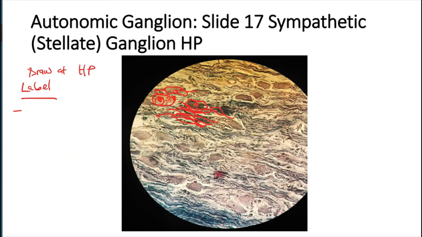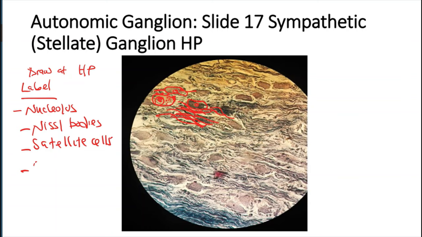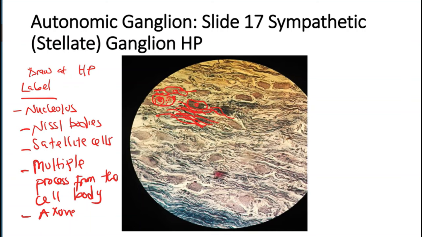So you label the nucleolus. You label the Nissl bodies. You label the satellite cells. The multiple processes that are coming from the cell body. So the multiple processes from the cell body. Cell body. And then you also draw the axonal processes. That's what you are drawing on this autonomic ganglia. So this one you only draw at high power.